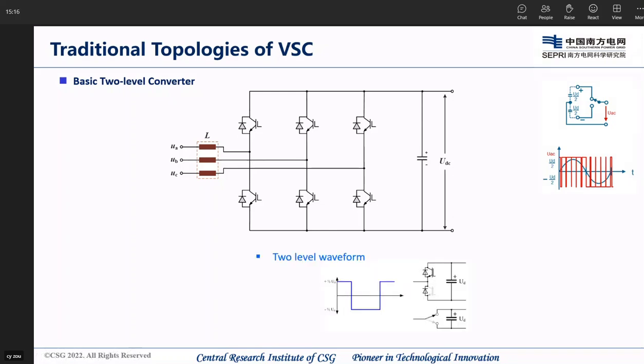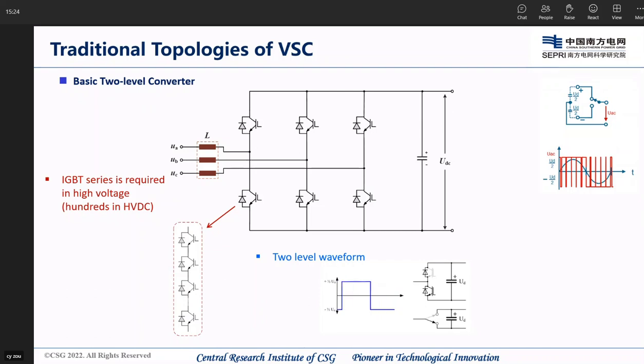The voltage of each IGBT is limited to several kilovolts, so we need hundreds of IGBTs connected in series to form the high voltage. In LCC, there are a lot of thyristors connected in series, and here we have a lot of IGBTs connected in series. The difference is the switching frequency. The switching frequency of LCC is 50 Hz, and the voltage and current are controlled by the firing angle alpha. The switching frequency of VSC is much higher.